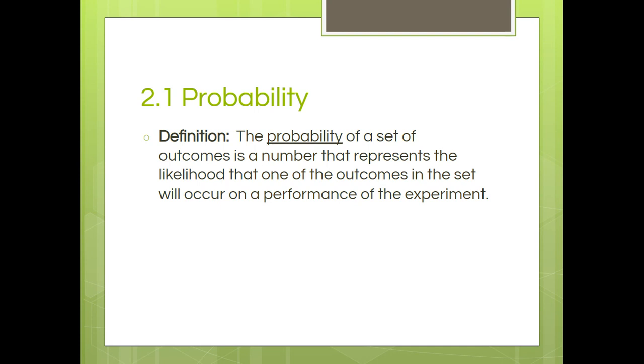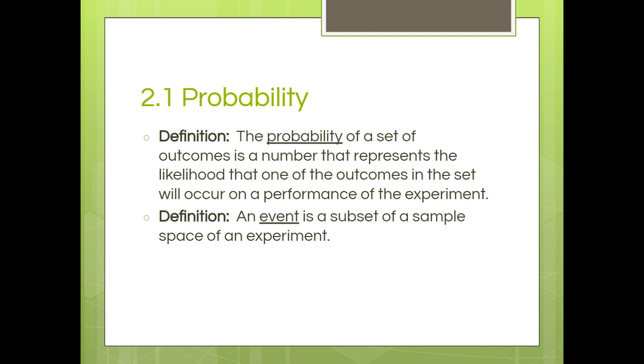So first off, the basic definition of probability. The probability of a set of outcomes is a number that represents the likelihood that one of the outcomes in the set will occur on a performance of the experiment. Okay, most people understand that. Another important definition: an event is a subset of the sample space of an experiment. We're going to look at an example of that on the next slide.